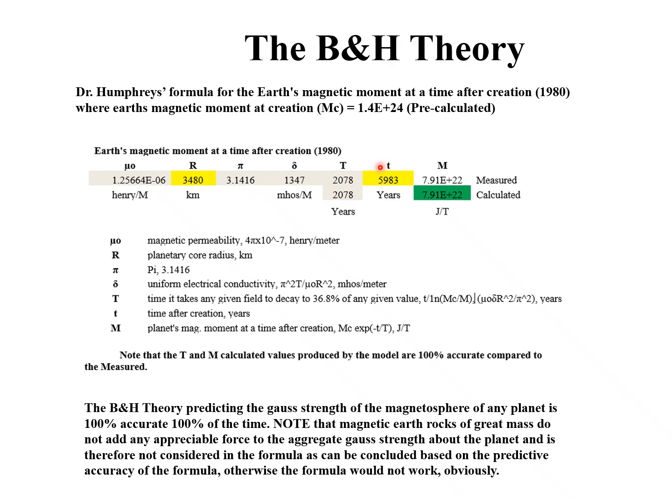Time after creation. So a time after creation, 1980 will come to 5983 years after creation, and then the final value, which would be the planet's magnetic moment at a time after creation, and this is the formula. The M sub c stands for the pre-calculated value for the beginning, for when the planet was first created. Note that the T and M calculated values produced by the model are 100% accurate compared to the measured. Okay, 100% accurate here.